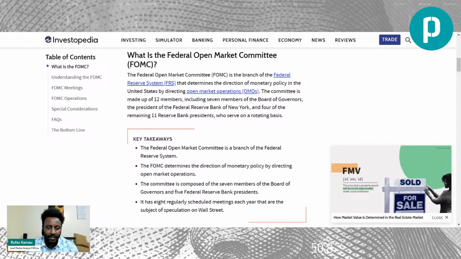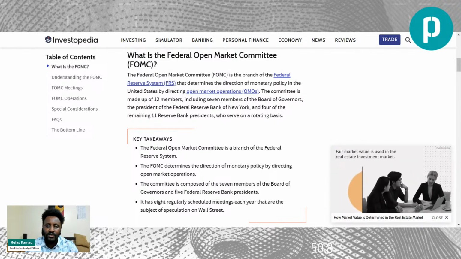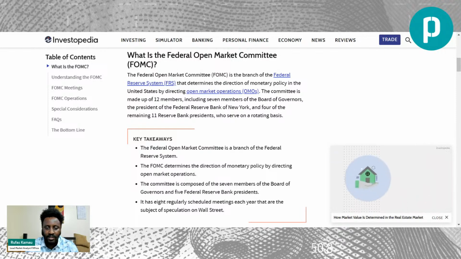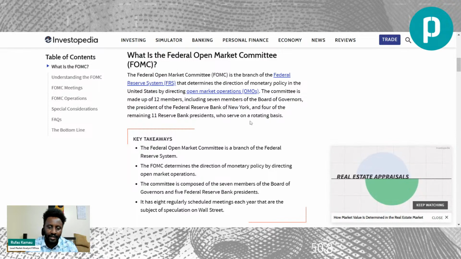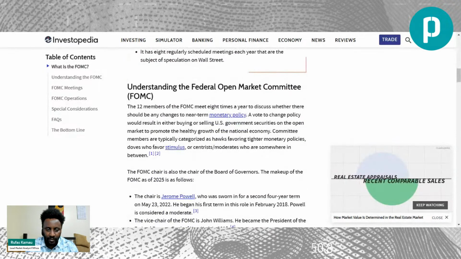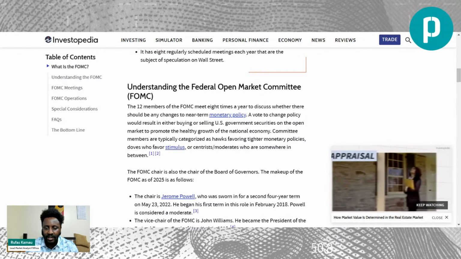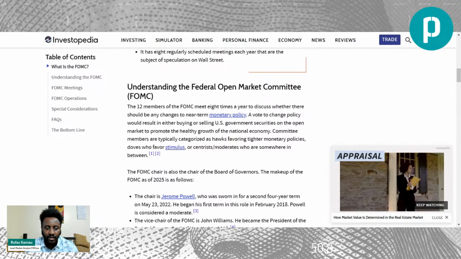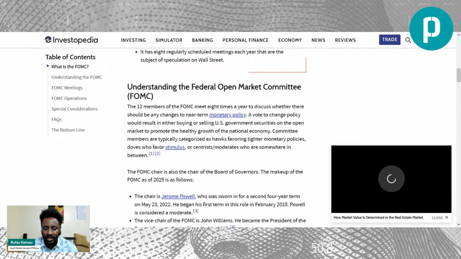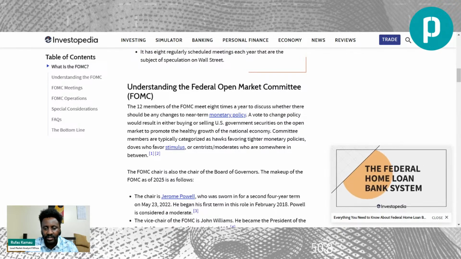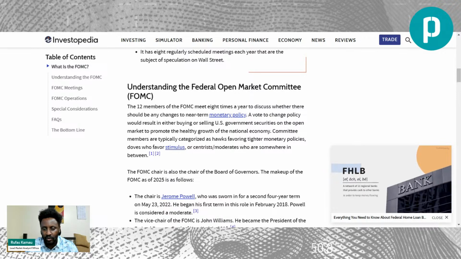The committee is made up of 12 members, including 7 members of the Board of Governors, the President of the Federal Reserve Bank of New York, and 4 of the remaining 11 Reserve Bank presidents who serve on a rotational basis. The 12 members of the FOMC meet 8 times a year to discuss whether there should be any changes to near-term monetary policy. A vote to change policy would result in either buying or selling US government securities on the open market to promote the healthy growth of the national economy.